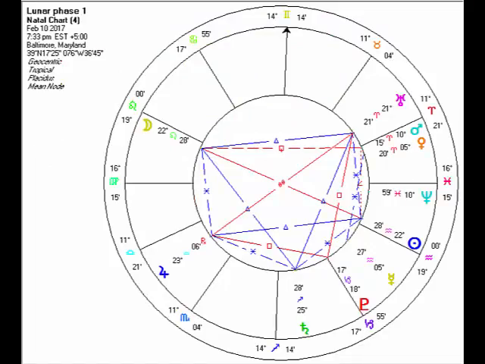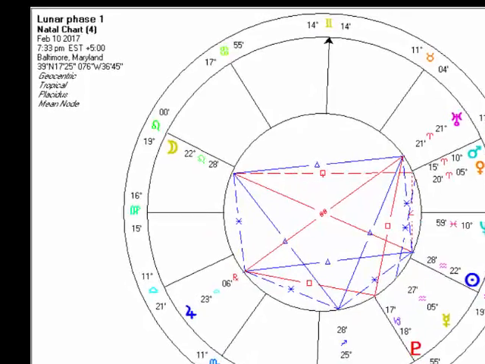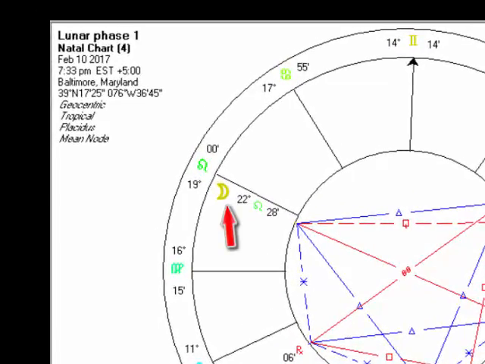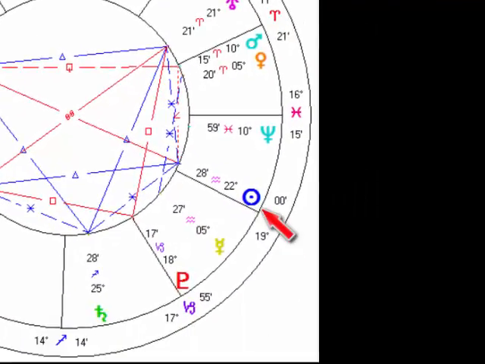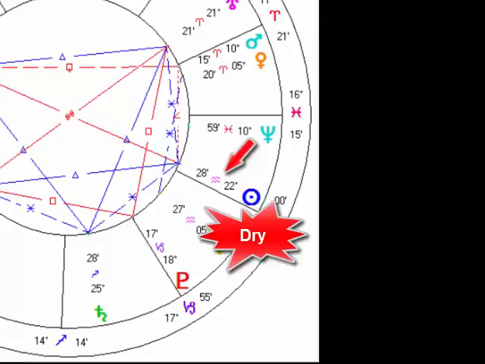Here is the first moisture chart. It is owned by the moon. The moon is in Leo. Leo is ruled by the sun, and we find the sun to be in Aquarius. Aquarius is a dry sign.